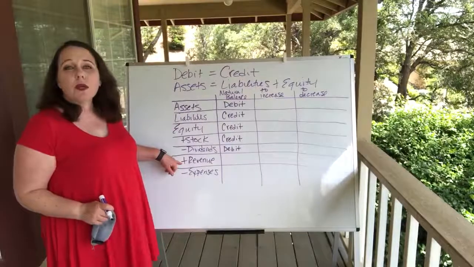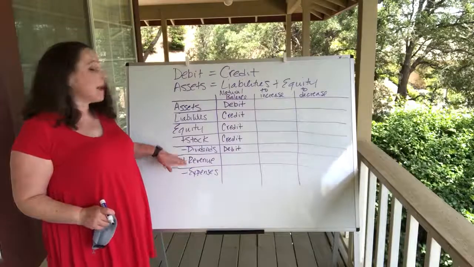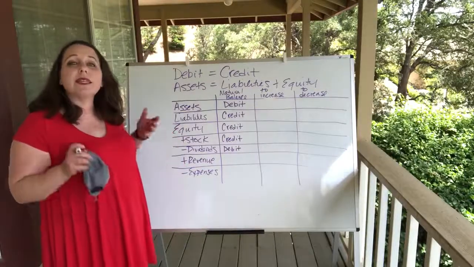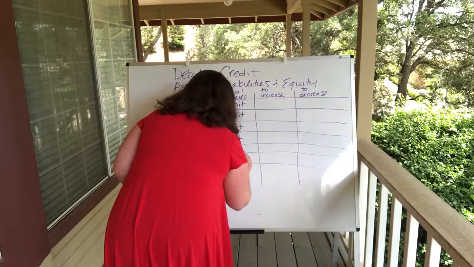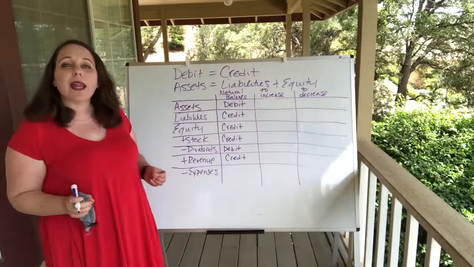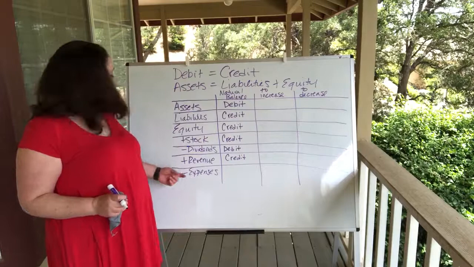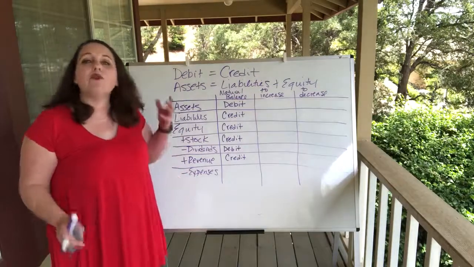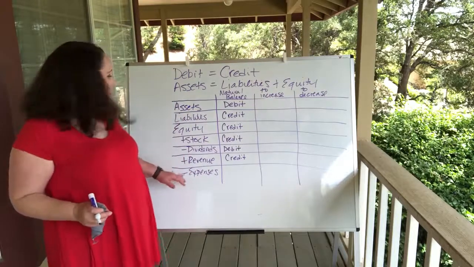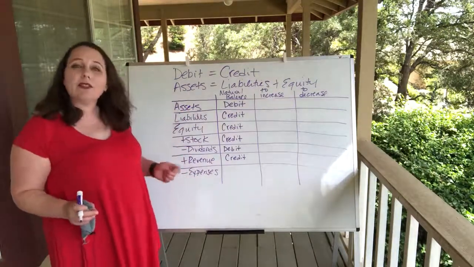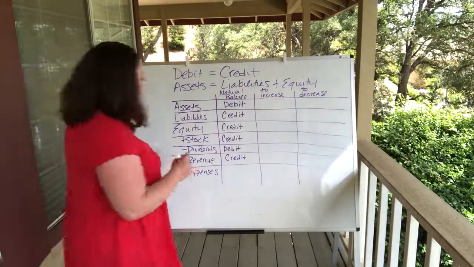Revenue increases equity. So revenue will have the same natural balance as equity because they move in the same way. So revenue has a natural credit balance. And expenses decrease equity. They move opposite from equity. So they have the opposite natural balance. Equity has a natural balance of credit, so the opposite would be debit. Expenses have a natural debit balance.